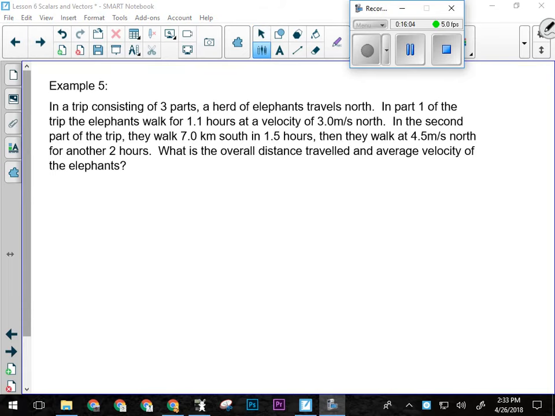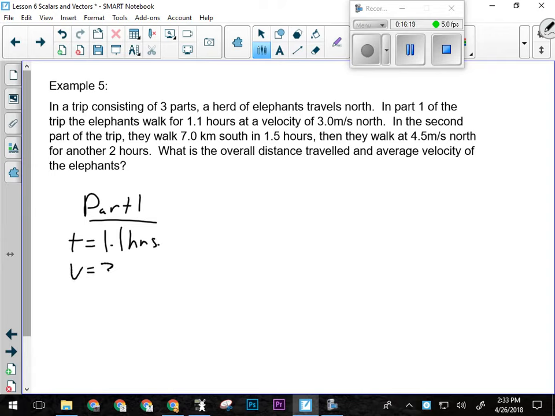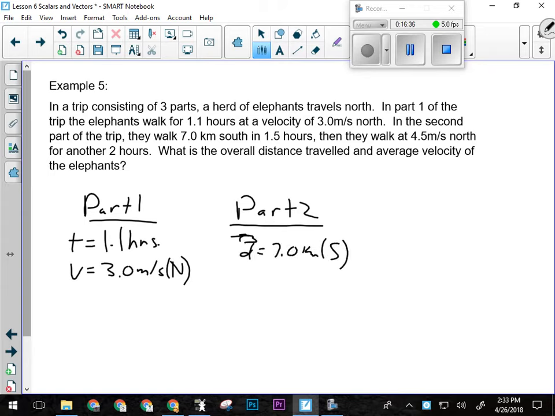Okay, so we want to write down first off what happens in each part of the trip. In part one, they walk for 1.1 hours, so t is 1.1 hours, at a velocity of 3 meters per second north. In the second part, they walk a displacement of 7.0 kilometers south, and they do that in 1.5 hours.